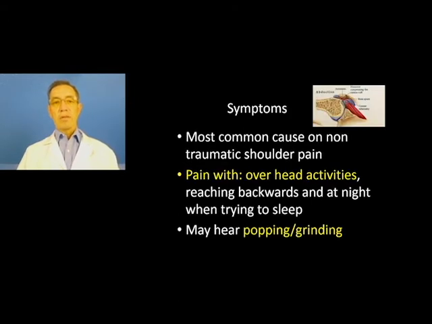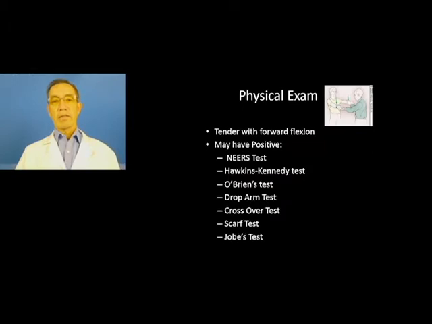So the symptoms that most occur in shoulder impingement are usually non-traumatic shoulder pain. The pain is with overhead activities, reaching backwards, and at night when trying to sleep. And the patient may complain that they hear popping and grinding sounds.